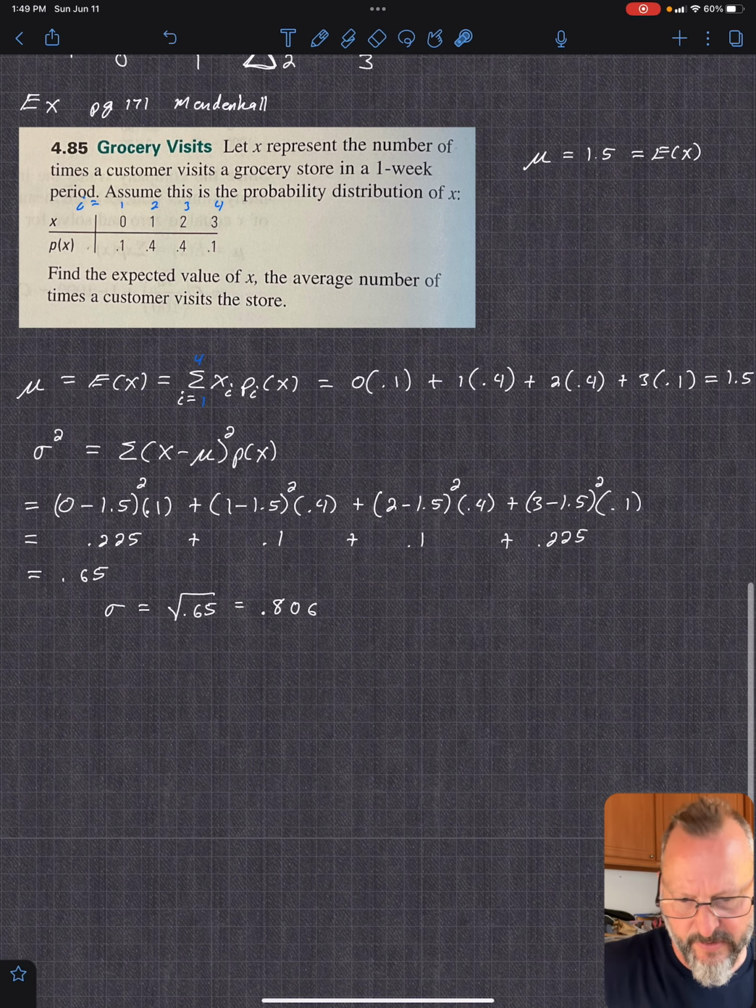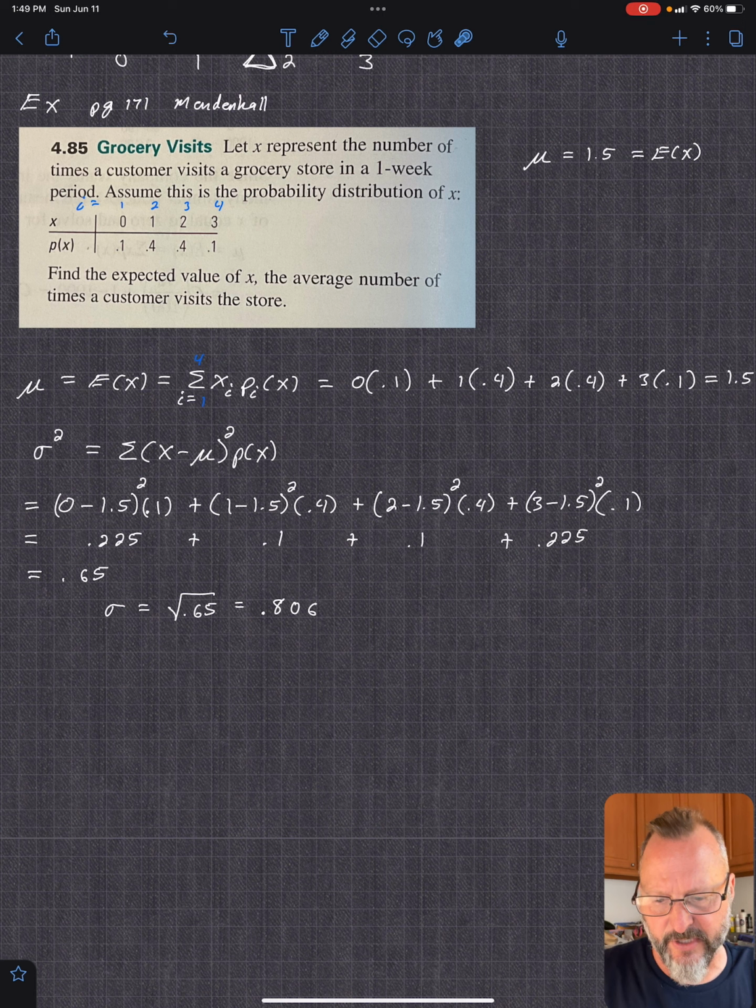Okay, so that's the introduction to discrete random variables. Now we go on to the next part of that.